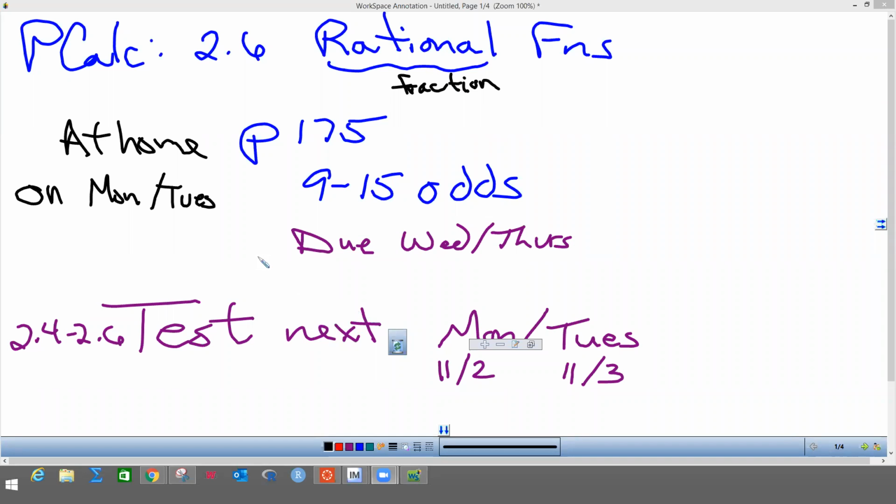All right, this is the Monday and Tuesday at home homework, which is page 175, 9 to 15 odds, and we're going to be doing rational functions. And this will be due Wednesday, Thursday. You're going to have a test over 2-4 through 2-6 on Monday and Tuesday of next week, November 2nd and 3rd.